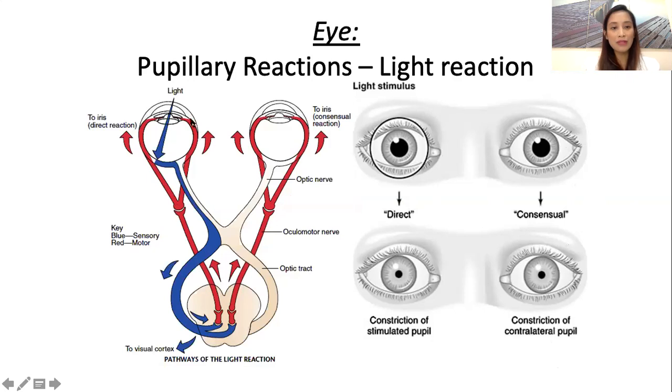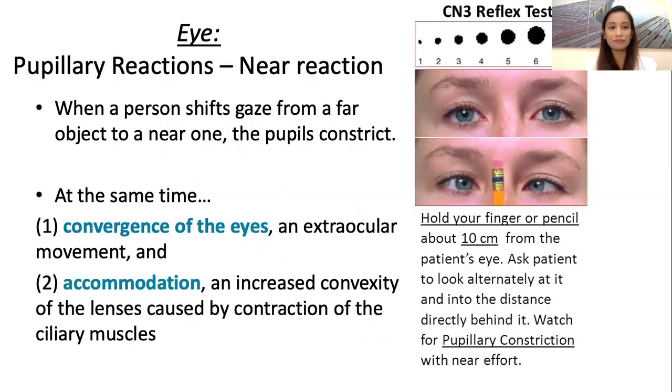So this is how it happens. When you shine a light here, it will send a signal through your optic nerve, to your optic tract, and then to your visual cortex, and then the visual cortex will send a signal to both oculomotor nerves to constrict the iris and constrict both pupils. The one that you shine your light on is called the direct reaction, and the contralateral eye, the one that you did not shine a light on, will be your consensual reaction.